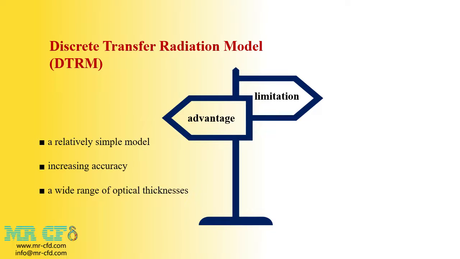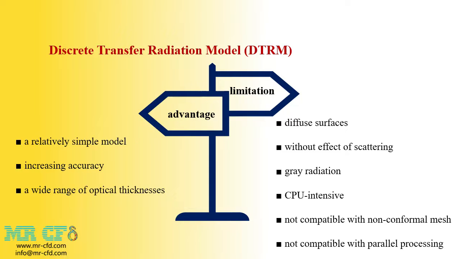Second, this method has the ability to increase the accuracy of the solution by increasing the number of rays. Third, this method can be applied in a wide range of optical thickness. On the other hand, we examine the limitations. The first one assumes that all surfaces are diffuse. Second, it doesn't consider the effect of scattering. Third, this model assumes that gray radiation occurs. Fourth, solving a problem by defining a large number of rays becomes heavy for the system CPU.